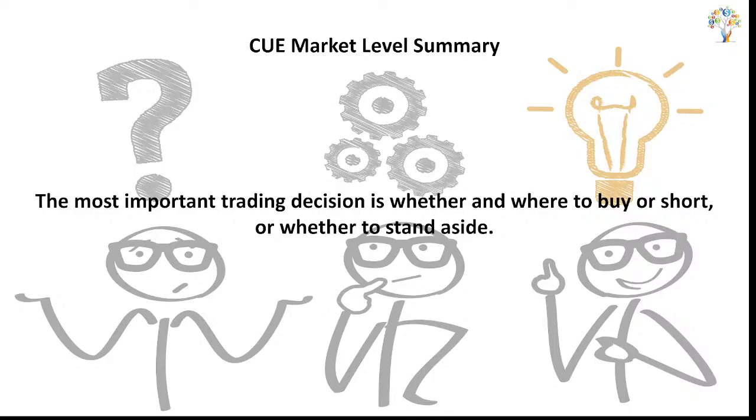What is the market level summary then? The most important trading decision is whether and where to buy or short, or whether to stand aside. As of Friday's close, I would not like to buy any stock. Shorting is also not allowed because Friday we had a nice rally. If the market continues the downtrend again next week, maybe not on Monday, maybe Tuesday, I don't know, but we'll know in real time from Q systems. If it continues the downtrend again, there will be many shorting opportunities.